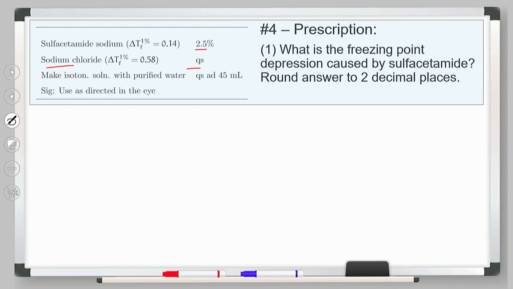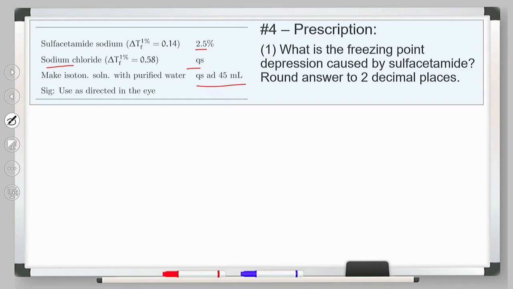And we see the percents that are needed for that. We're going to make a total volume of 45 milliliters. So you're going to need to know how much sodium sulfacetamide and sodium chloride we need. We need the weights of those amounts so that when combined we have 45 milliliters that's 2.5% active ingredient and isotonic.